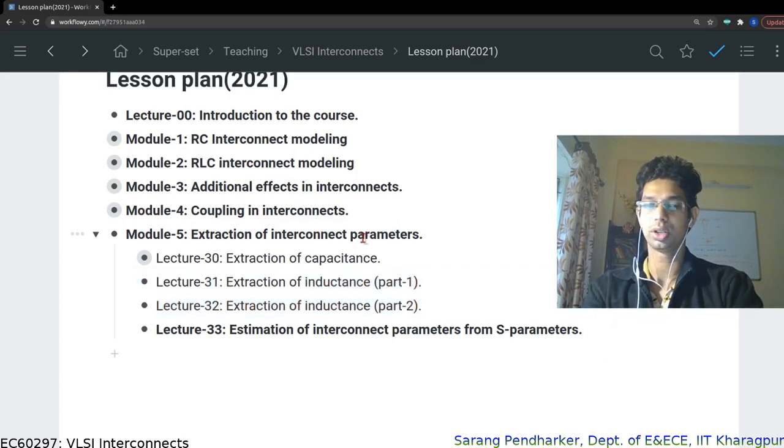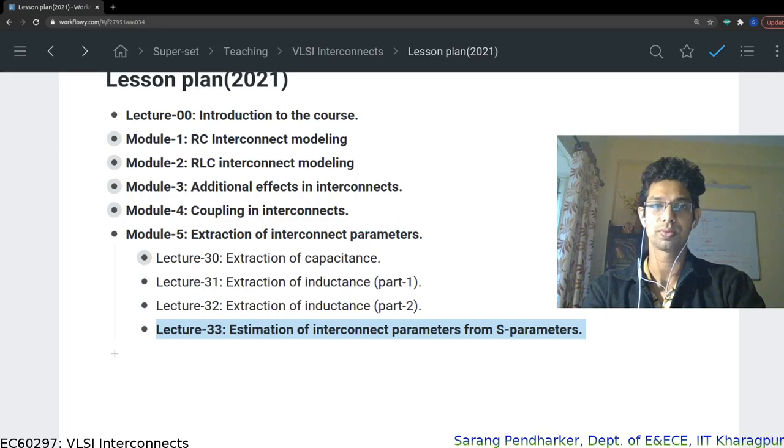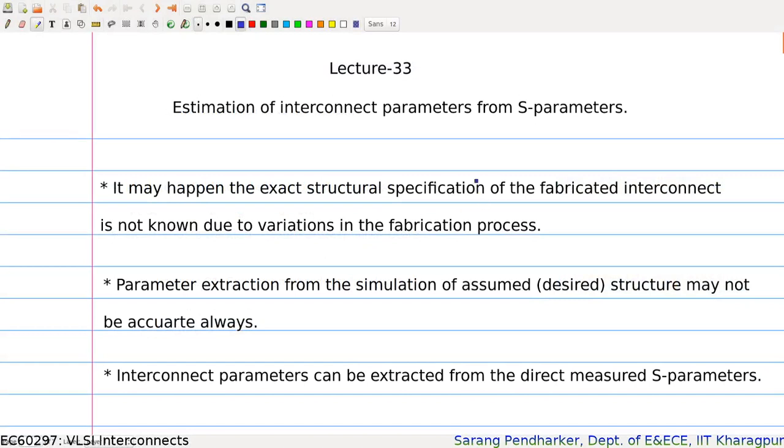In this lecture, we will look at a different method of estimation of interconnect parameters from S parameters. So this would be the final lecture of this course. So let's get started. What we have seen so far is that if I know the structure of my interconnect, I can extract using numerical techniques the capacitance, inductance and resistance per unit length of my interconnect.